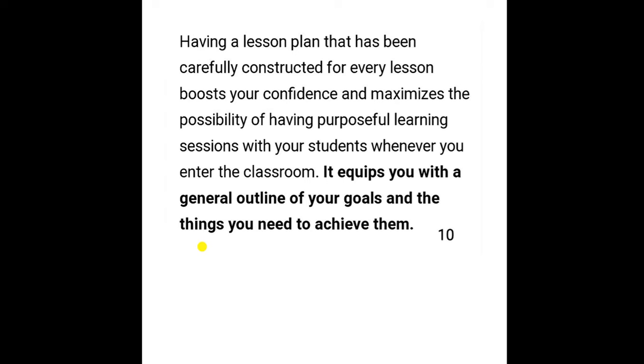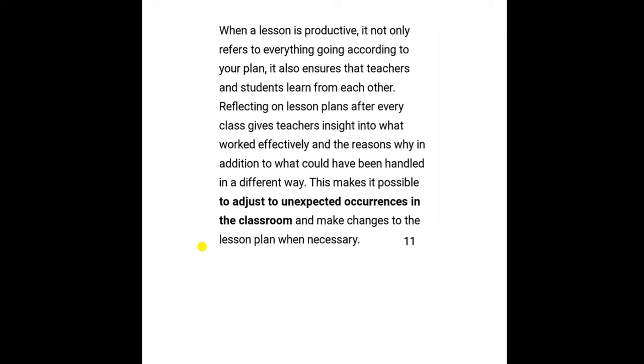Having a lesson plan that has been carefully constructed for every lesson boosts your confidence and maximizes the possibility of having a purposeful learning session with your students whenever you enter the classroom. It equips you with a general outline of your goal and the things you need to achieve them. Yes, when a lesson plan is productive, it not only refers to everything going according to your plan, it also ensures that teachers and students learn from each other.